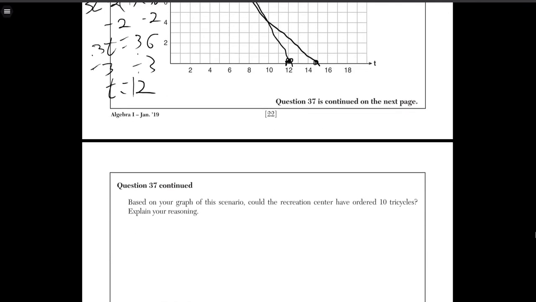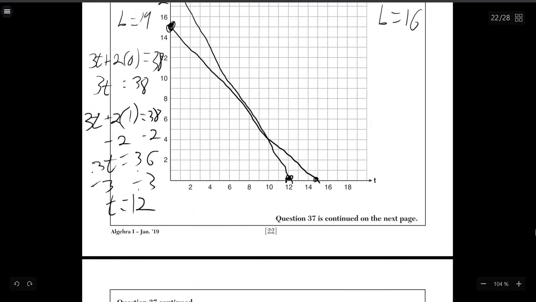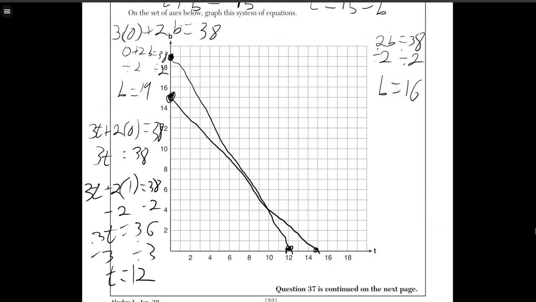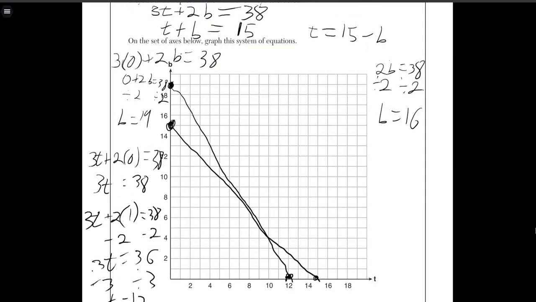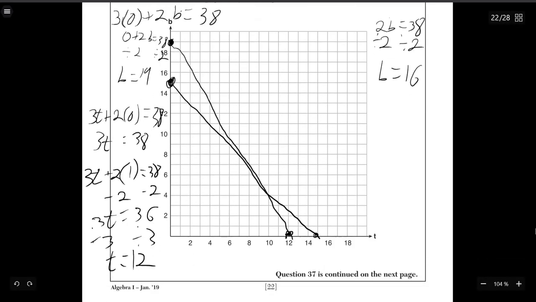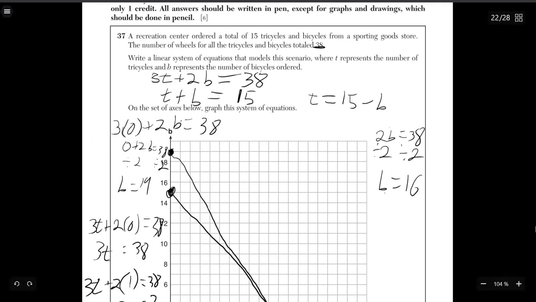Based on your graph of this scenario, could they have ordered 10 tricycles? Well, that's close. According to the way I drew it, they can. But I wouldn't rely on that because it's not so straight. So let's play it out. Could they have ordered 10 tricycles? Let's try plugging that in.